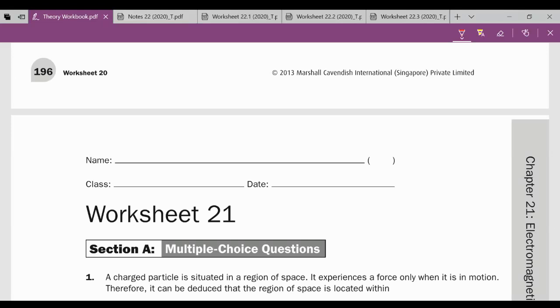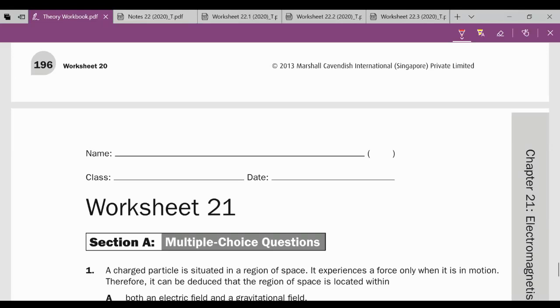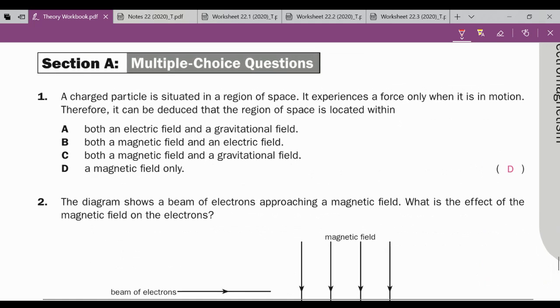Welcome back to part 2 of our theoretical book for electromagnetism. So let's look at question 1 from section A.